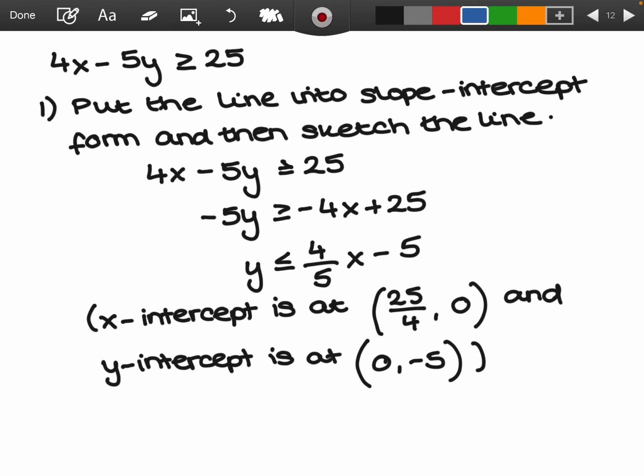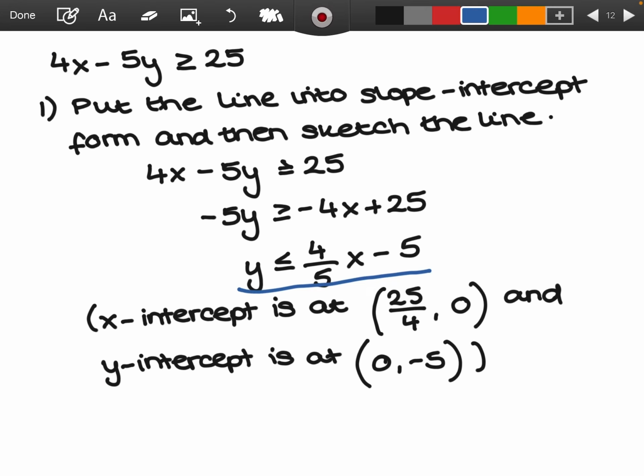Okay. We'll look at another example here. This time I've got 4x minus 5y is greater than or equal to 25. And we've got to plot this. This time, I have to put my line into slope-intercept form. At the moment, it's in general form. I've got to put this into slope-intercept form in order to graph it. It's way easier to do it that way. So I put my line into slope-intercept form, and this is the line that I get: y is less than or equal to 4 over 5 x minus 5.